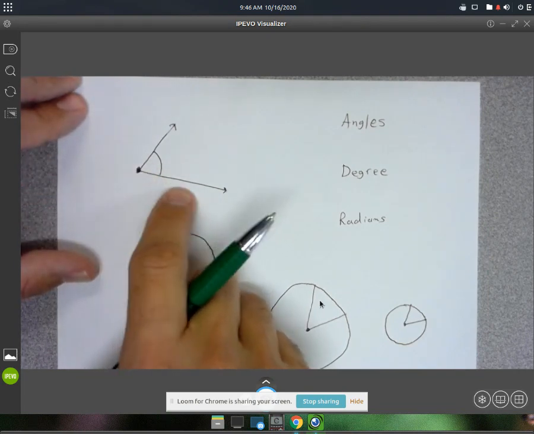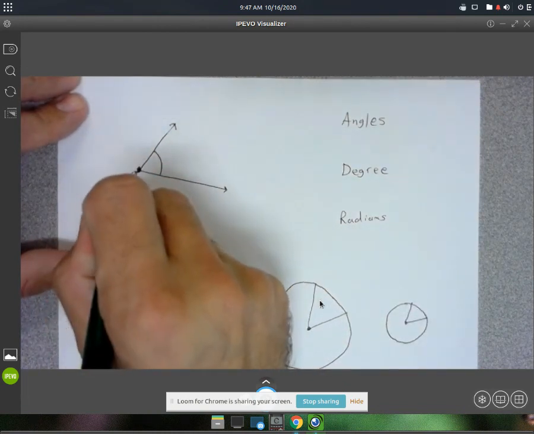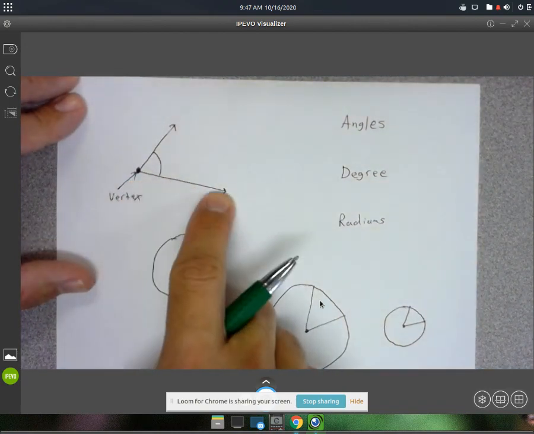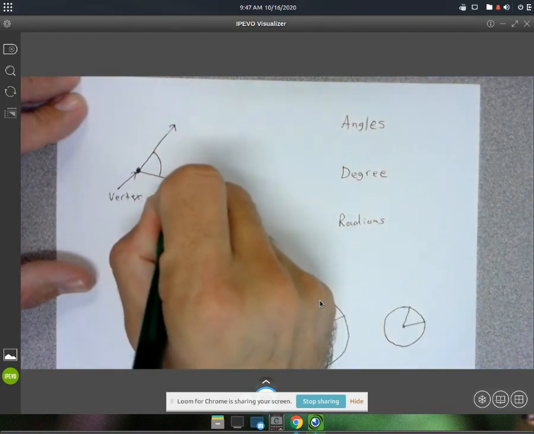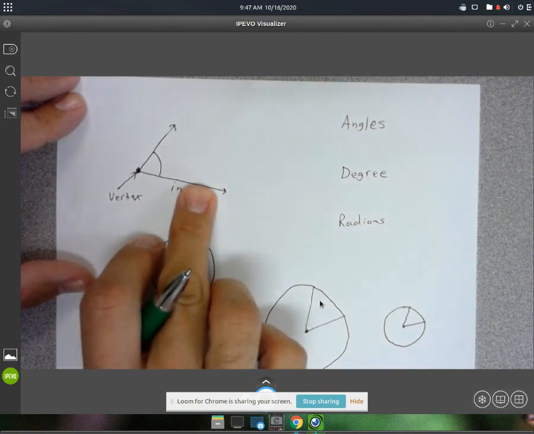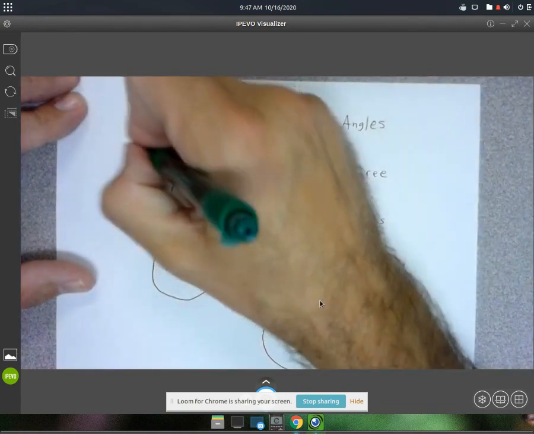So an angle has three parts. The little spot where they meet is called its vertex. And then they always have an initial side and a terminal side. The initial side is the side that you measure from, and then you have the terminal side where the angle actually ends.